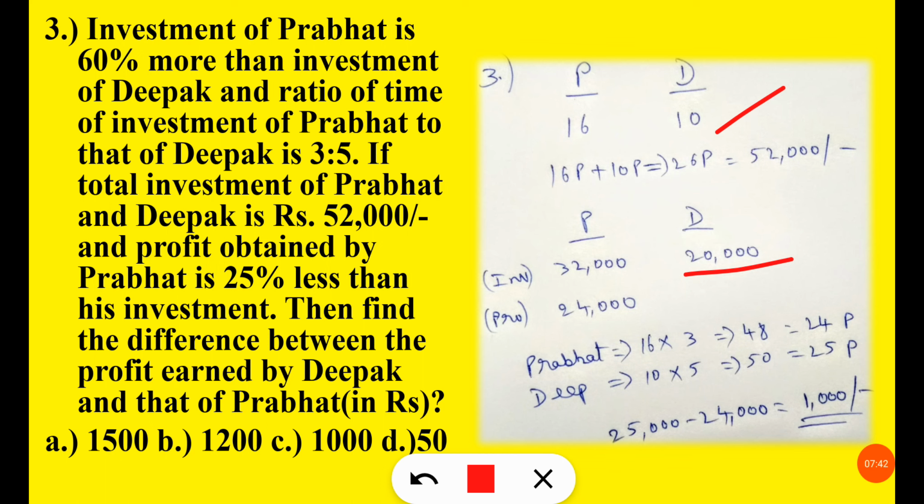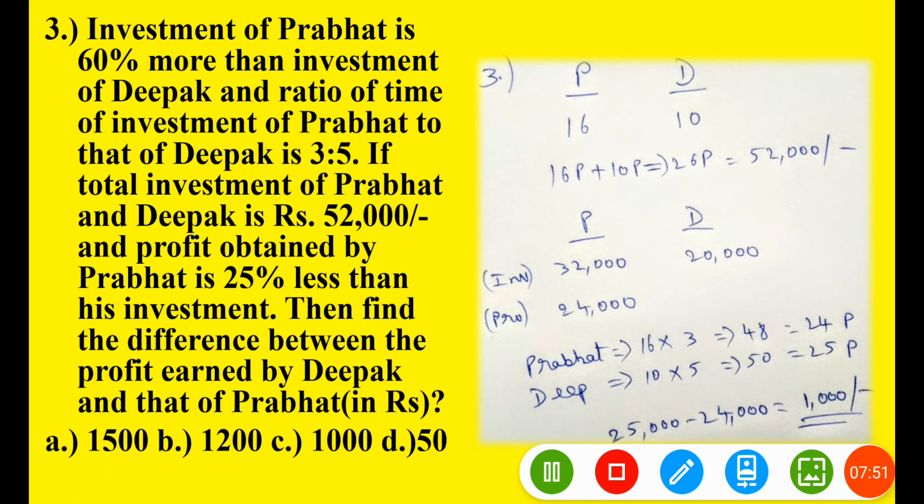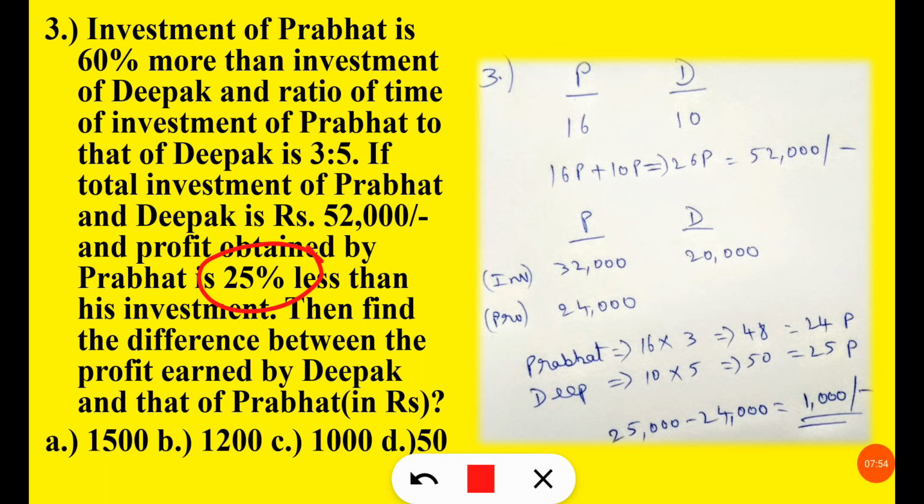And again, the ratio of time of investments is 3:5. Next, Prabhat's profit is 25% less than his investment. How much is Prabhat's investment? It is 32,000. Out of this, remove 25%. What is 25% of 32,000? It is 8,000. So if we remove the 8,000 from 32,000, we will get Prabhat's profit in money, 24,000 rupees. And we have to find out Deepak's profit. That is a question mark.